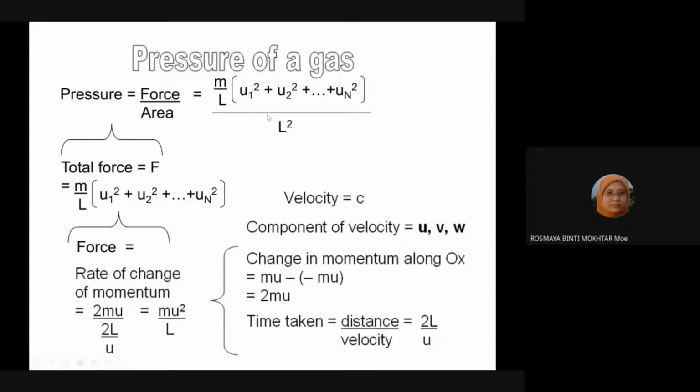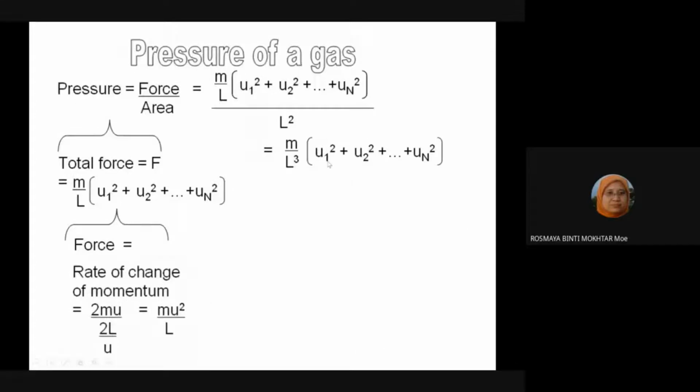Because we are going to simplify this. L here, bring down, or this one bring up, becomes 1 per L squared. So we get L cubed. Okay, m per L cubed. Then continue from here.